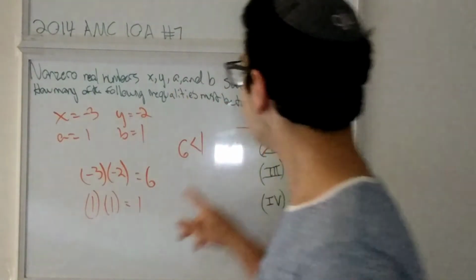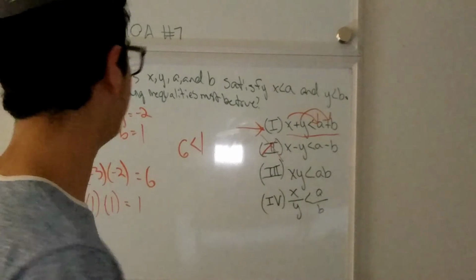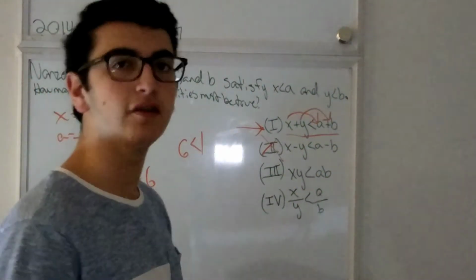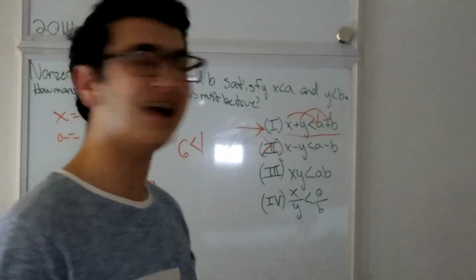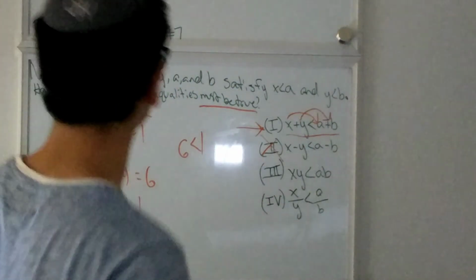Now, this does work in some cases, if either x or y is positive, and both a and b are positive. That's not always the case, so it's not always true. It doesn't have to be true. It can sometimes be true, but not always.